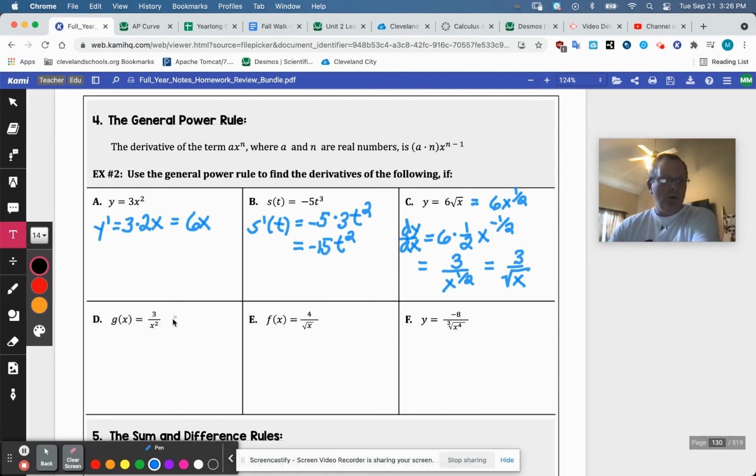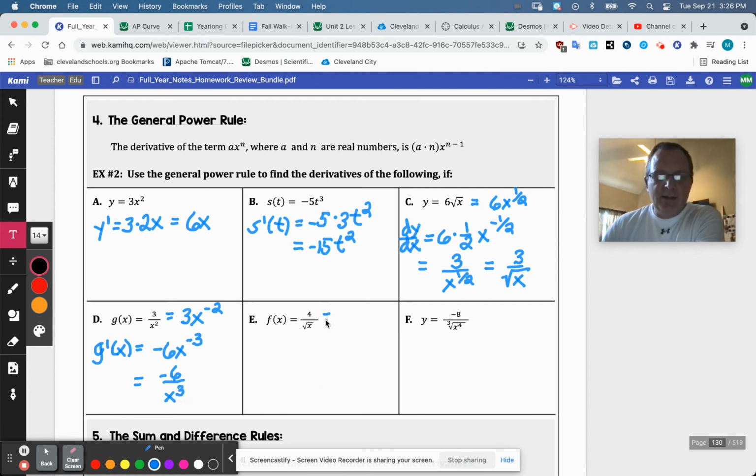All right, so this one I must rewrite. So this is 3x to the negative 2. And we continue as usual. G prime of x would be negative 6x to the negative 3. All right, which you could also write as negative 6 over x cubed. And that would be fine.